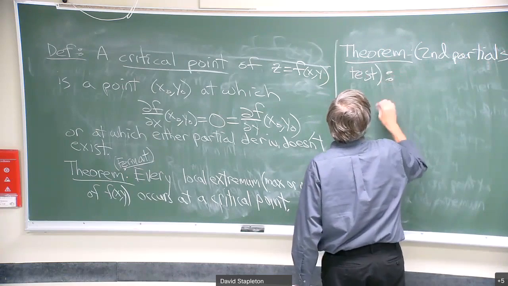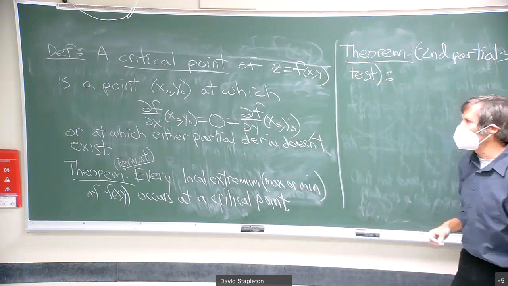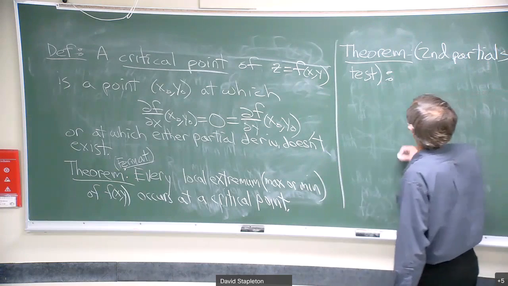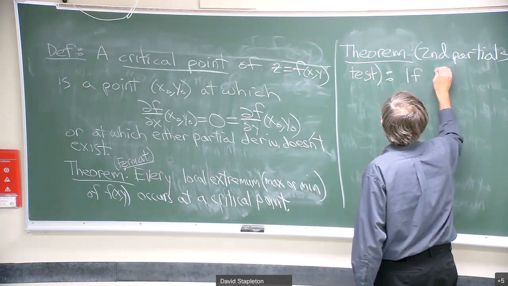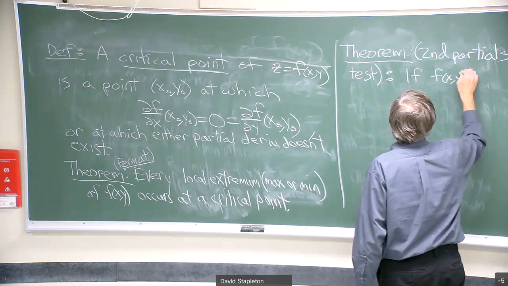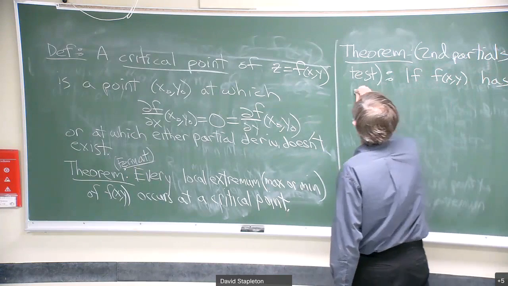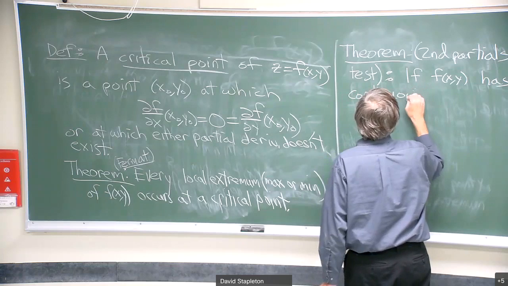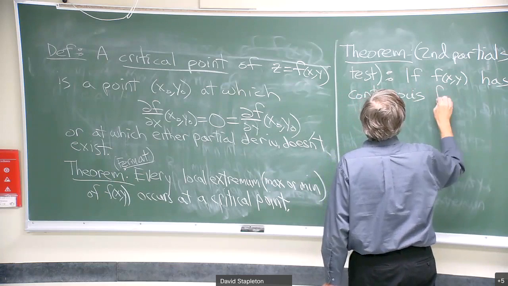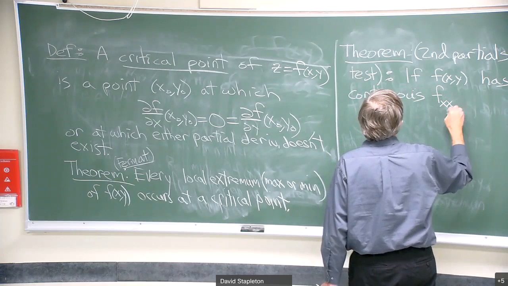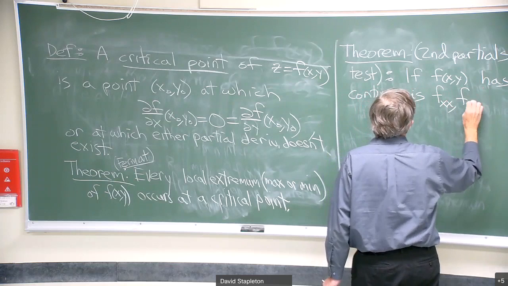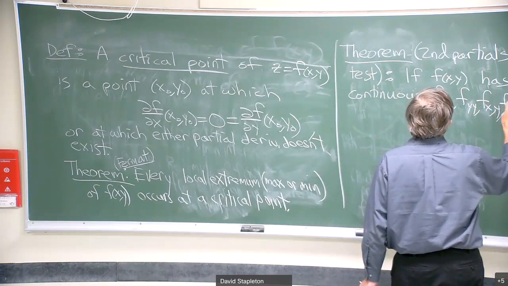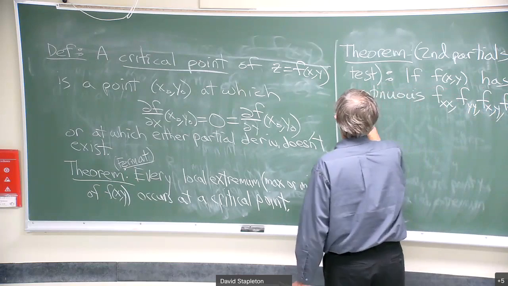If we want to prove that a critical point for a function of two variables is a relative max or min, we can use this. If f of x,y has continuous second partial derivatives, f_xx, f_yy, f_xy, f_yx at a point.